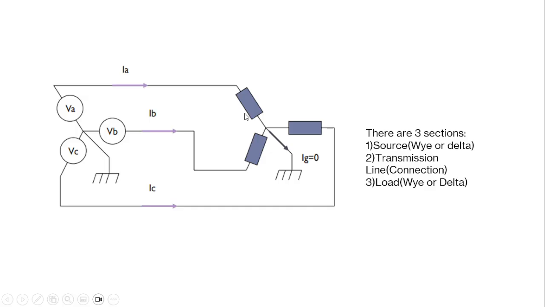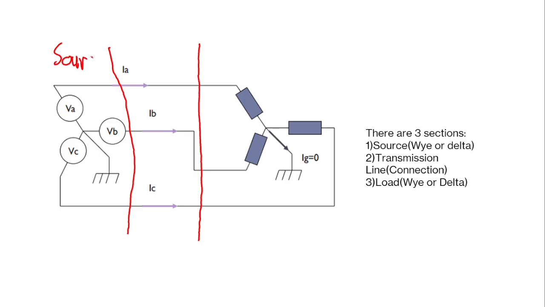Alright, cool. Yeah, so you have three parts of our system, right? You have the source side, which is this. Basically, you have some transmission lines that connect to the other system. So yeah, there's your source, there's your lines, and this side you have your load.